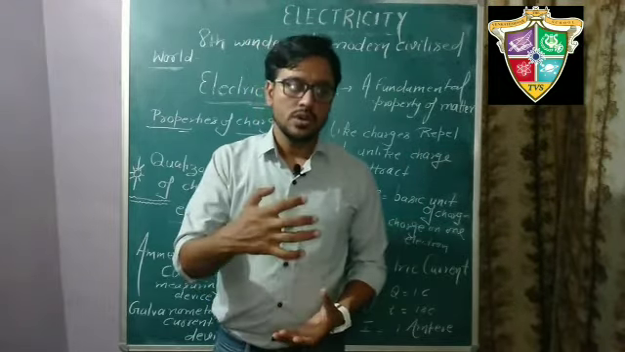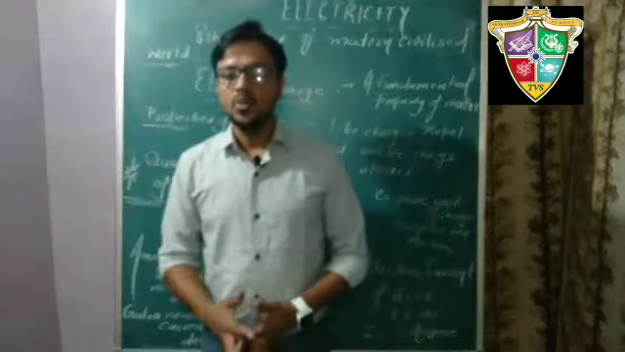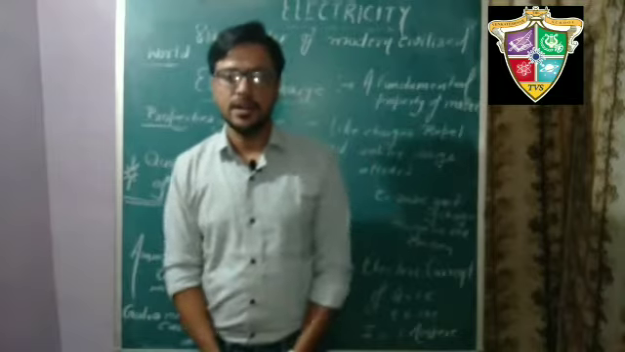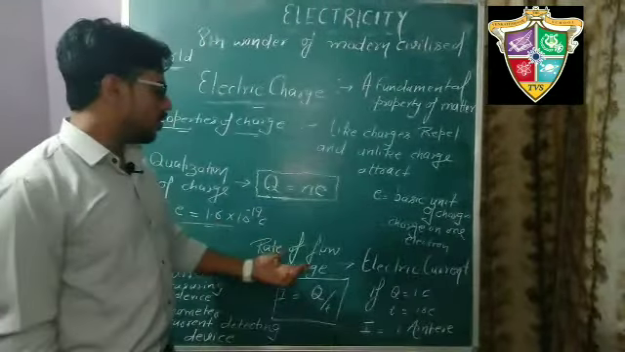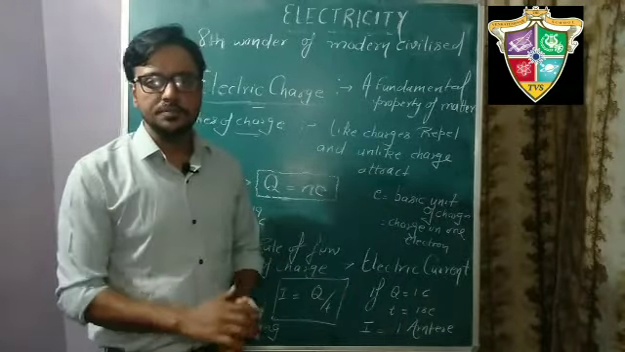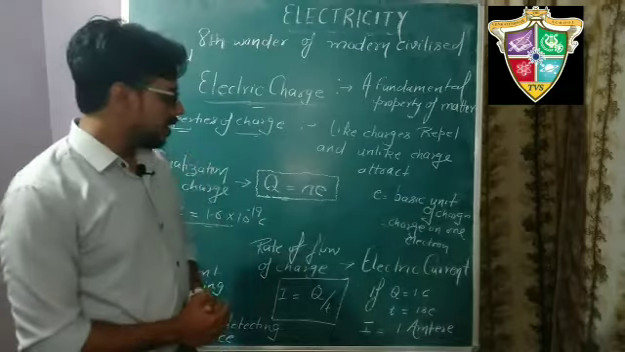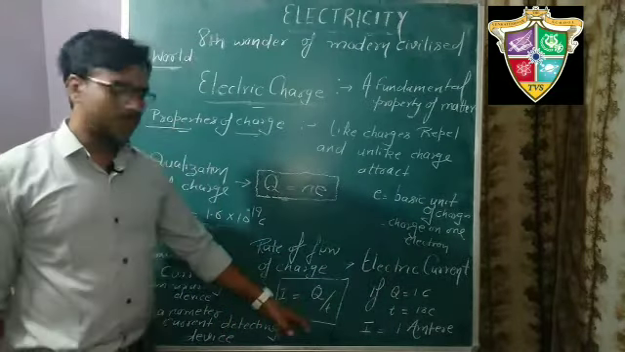How much current is there, and how will you define electric current? So students, electric current is the rate of flow of charge. How much charge is flowing in a unit time is known as electric current, and it is denoted by I, and it is Q upon t.